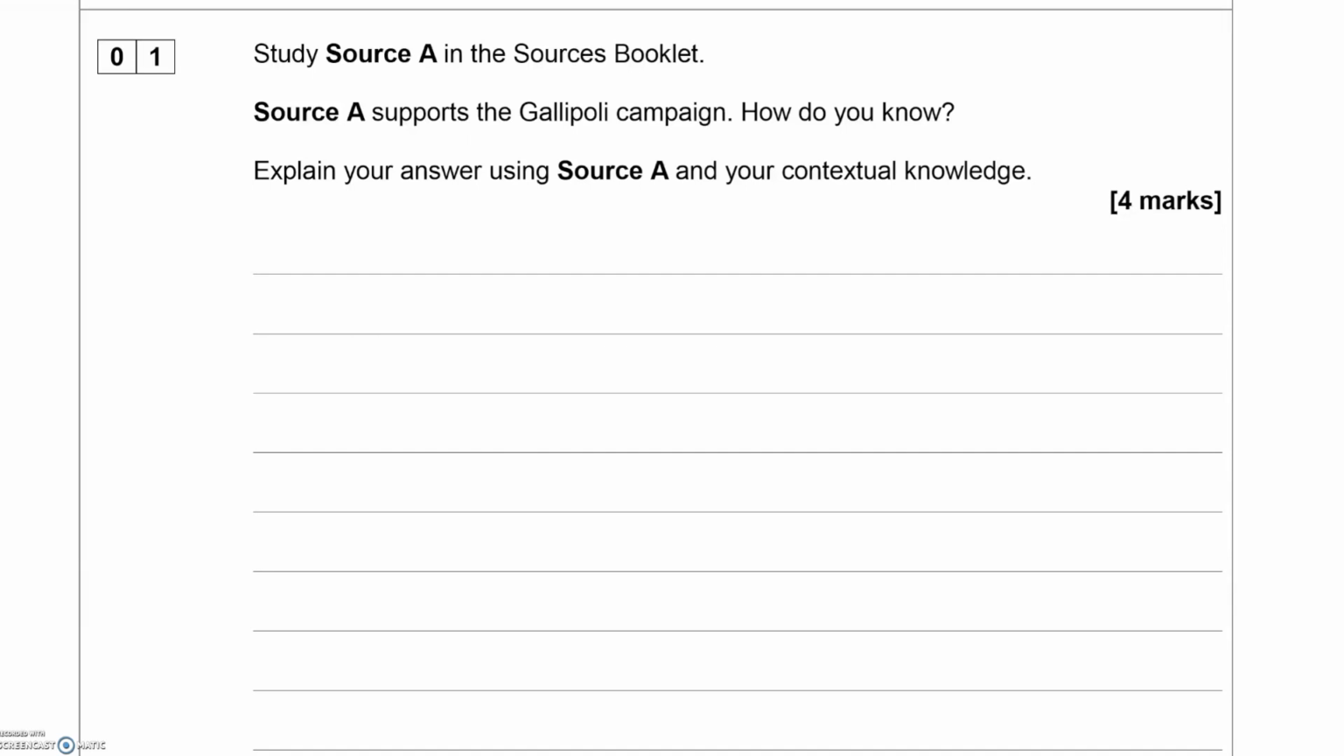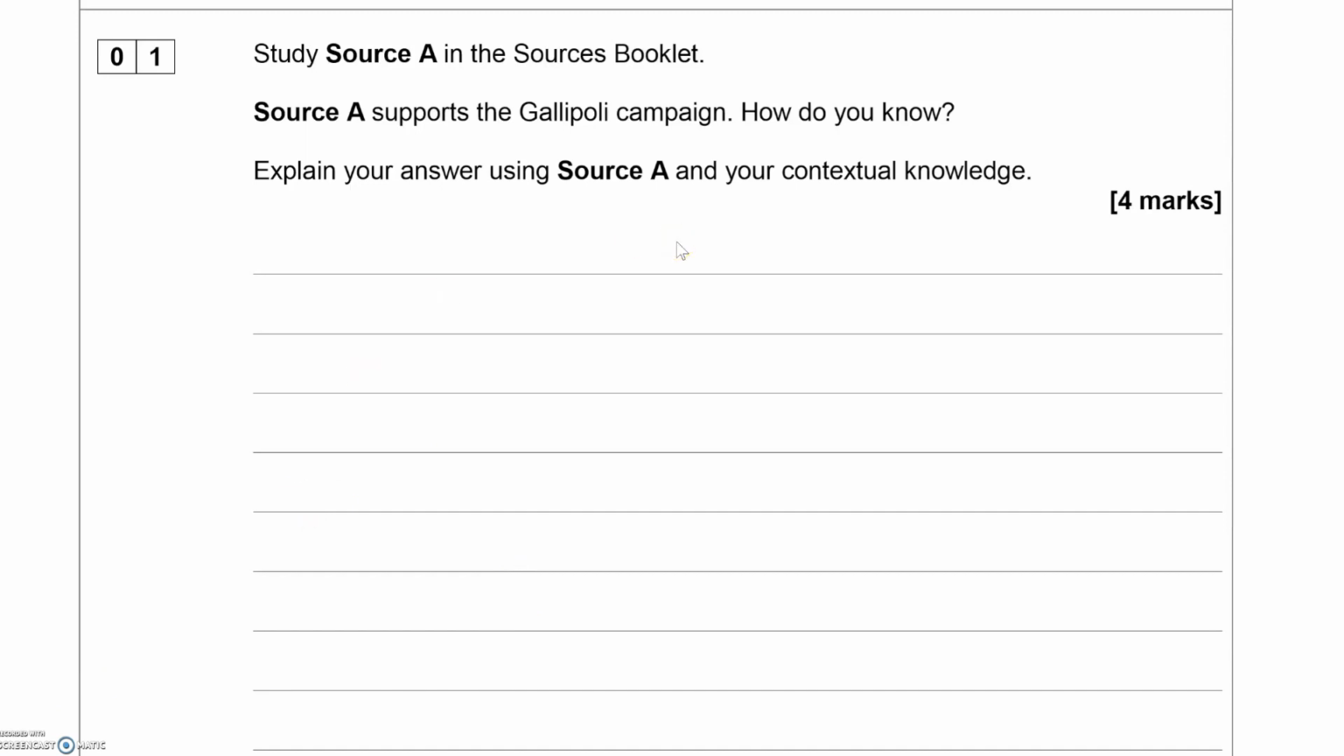Instead of just building knowledge, which is obviously very important, we also need to be able to use that knowledge. We need to be able to use that knowledge to answer a question in our GCSE exam. In this short video, we're going to look at how to answer question 1, which is a 4-mark question and which will be based upon a source.